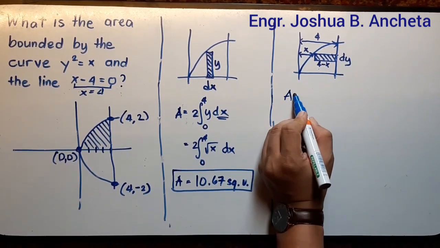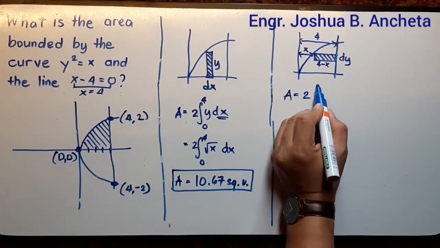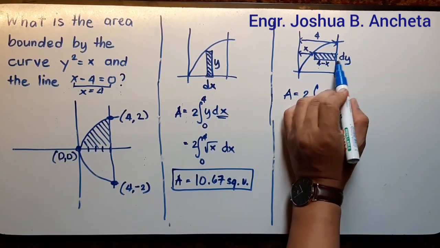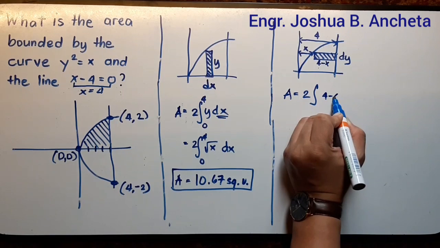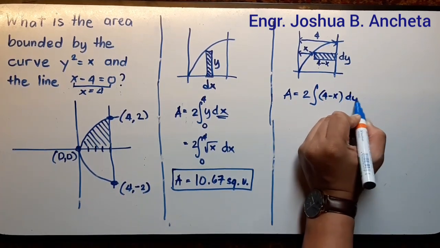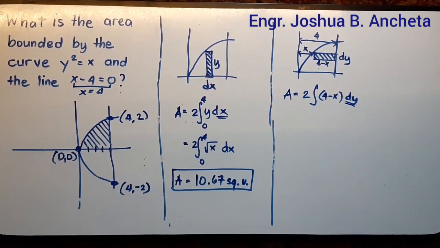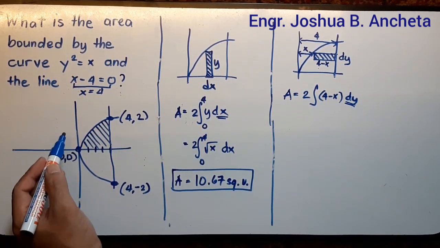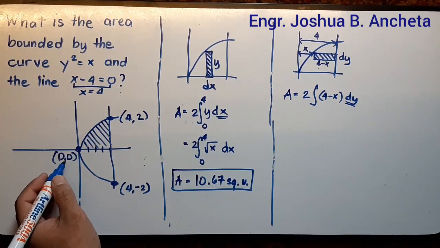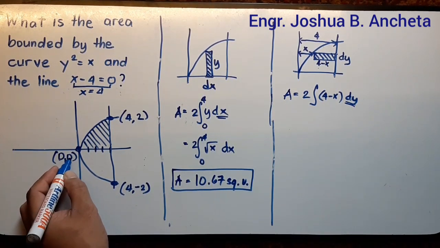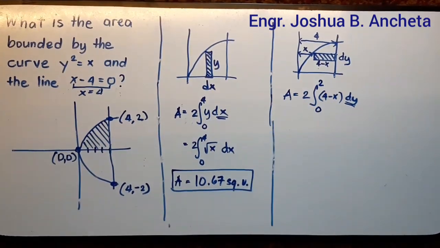To get the area, times 2 because of the symmetry. Integral of the product of the sides of the strip, and this is 4 minus x dy. So we have dy here. Therefore, the limit should be in terms of y. So go back to this drawing. Our limit in terms of y is 0 to 2. So this should be 0 to 2.